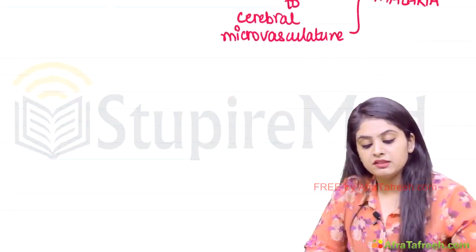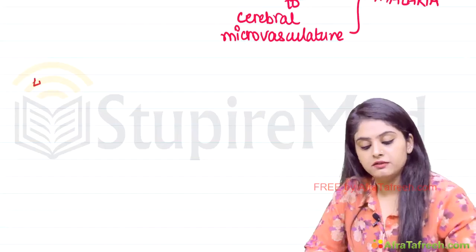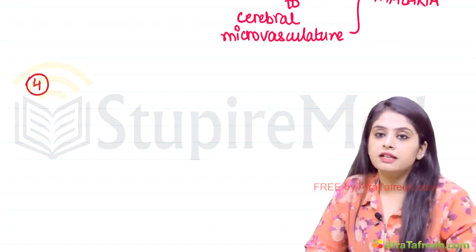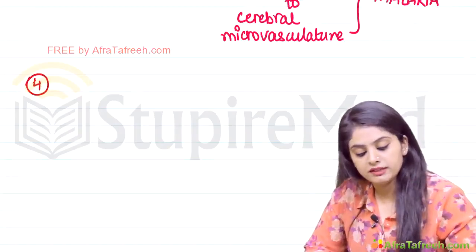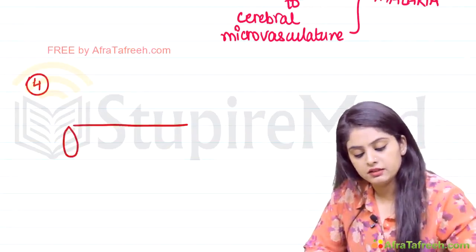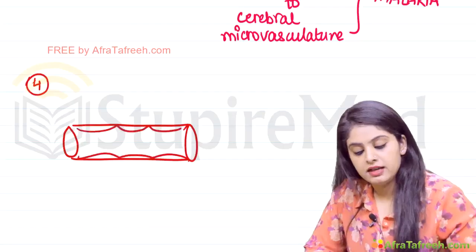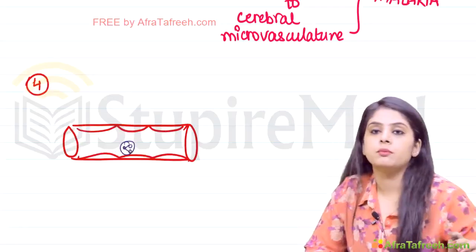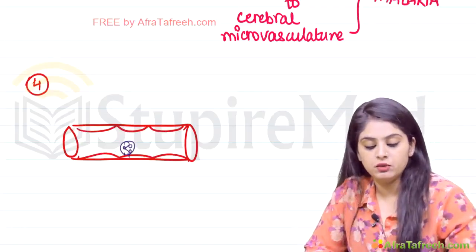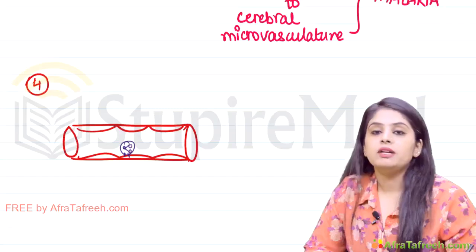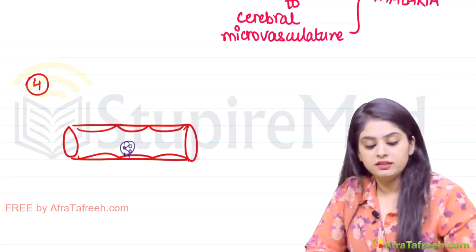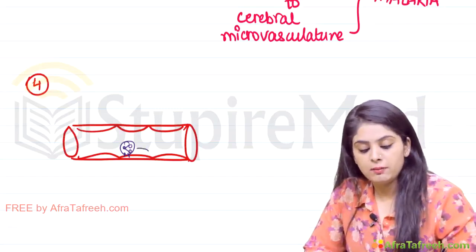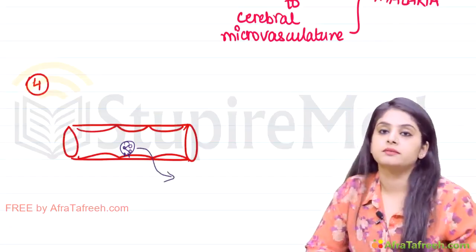Now what happens once the cell is firmly adhered? We come to the fourth cellular event. What is that? If this is the blood vessel that we have with the endothelial cells, now comes a point when the cell has finally come to a stop. It is adhered firmly over here. Now what happens is, slowly this cell is going to come out of the blood vessel.